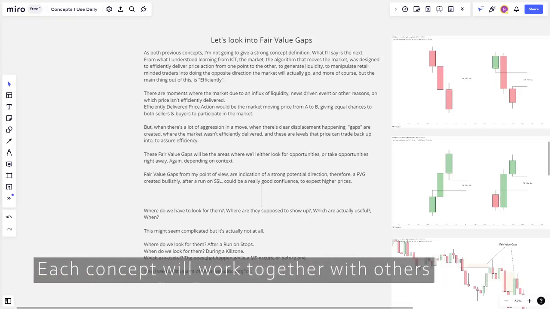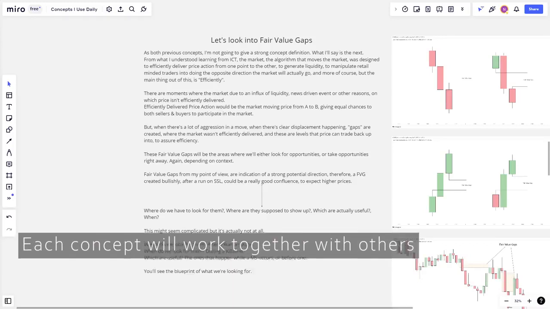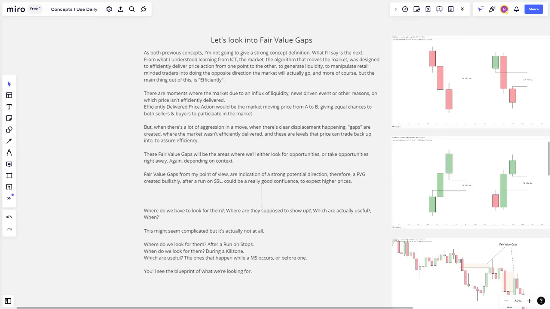Fair value gaps, from my point of view, are an indication of a strong potential direction. Therefore, a fair value gap created bullishly after a run on sell-side liquidity could be a really good confluence to expect higher prices. See what I did there? See how we're already putting together fair value gaps and the run on sell-side liquidity? What else can we put together? A market shift. What happens if we see a run on sell-side liquidity, a market shift, and a fair value gap being created? Those are three things that we have in our favor, so we can now say there are strong indications that price could continue to go in this or that direction.